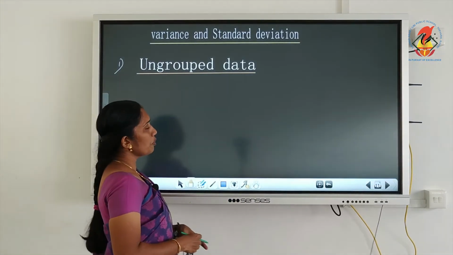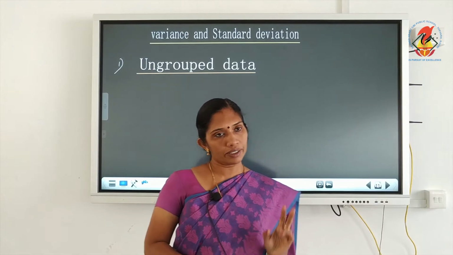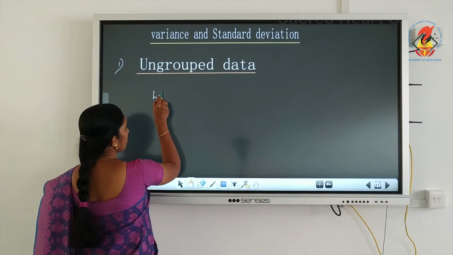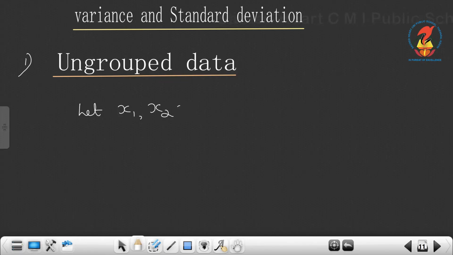So first, ungrouped data. Ungrouped data means let x1, x2, etc., xn be n observations. Then how to calculate variance and standard deviation? Variance, the notation is sigma square. This sigma is small sigma, not capital sigma, which denotes the sum. Sigma square is the variance.